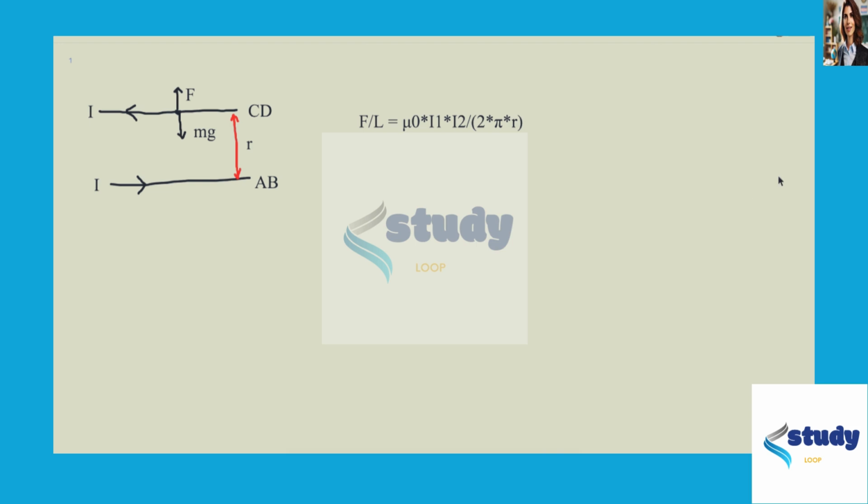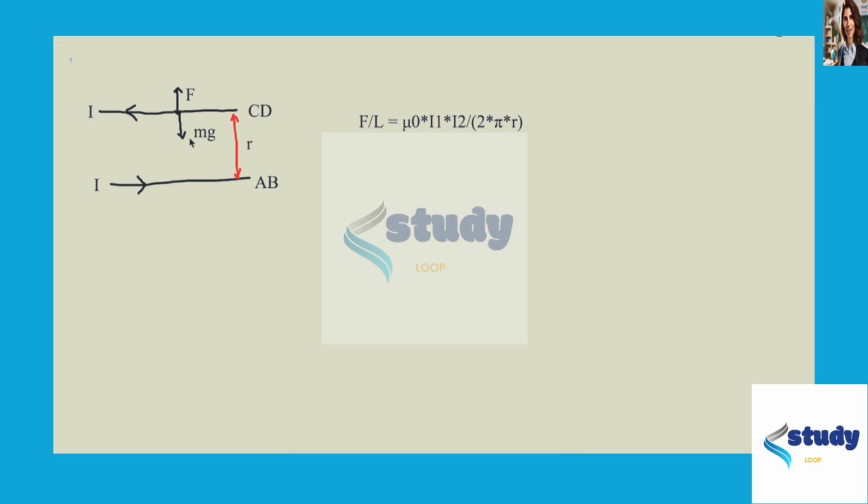So what we want to do is set up a force diagram here. So we're going to consider a point on this wire. We have a force. Notice that these currents are in opposite directions, which means that the force between them is going to be a repulsive force. So this bottom wire is going to repel the top wire, causing a force up. And then the force down on it is going to be gravity.